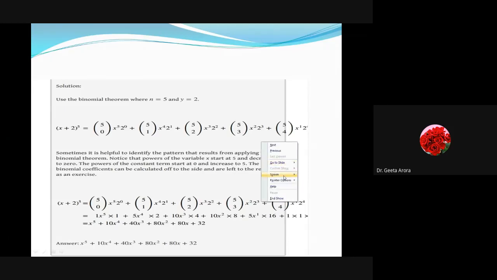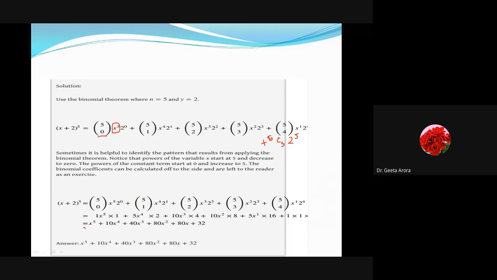It's actually going up to nC n, which means 5C5, and the final term will be x raised to power 0, which means 1, and we will have 2 raised to power 5. This is the last term which is missing over here. Correct? So if I have to write down directly what the value is, this is nC0, which means 1, and it gives me the only term x^5.